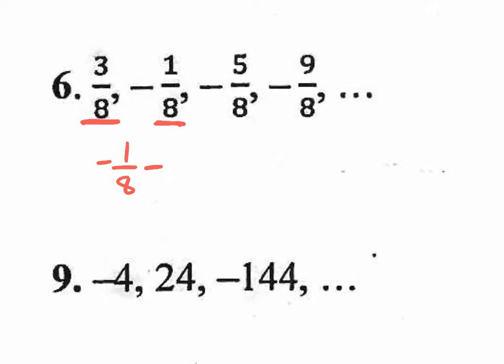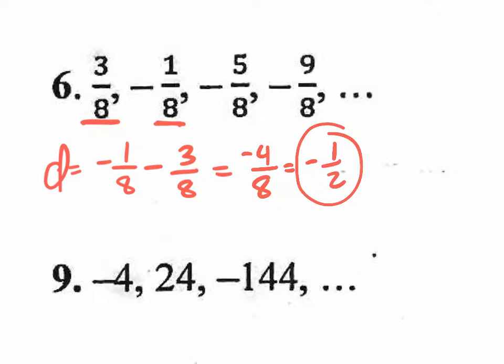-1/8, take away 3/8. There's going to be a common difference right here. You do have a common denominator, which means you could subtract the numerator with the numerator. So what's -1 take away 3? That's -4. And -4 over 8 reduces down to -1/2. Does that make sense?